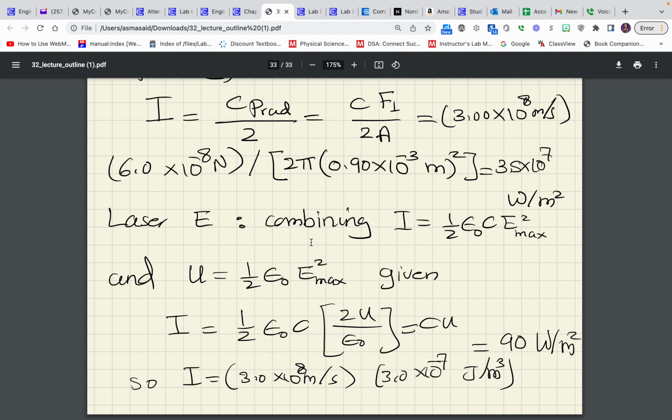For the last one here, you will be able to combine this equation and this equation for u, and then you will find that it is just c times u, and then you will be able to calculate that.